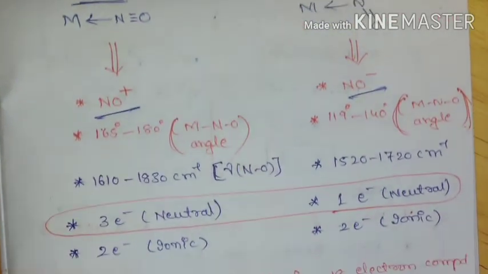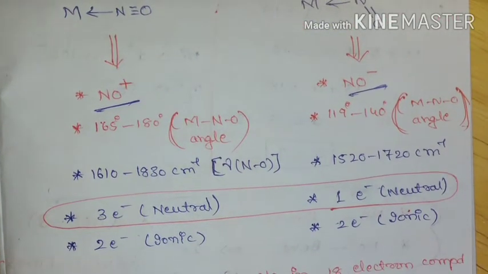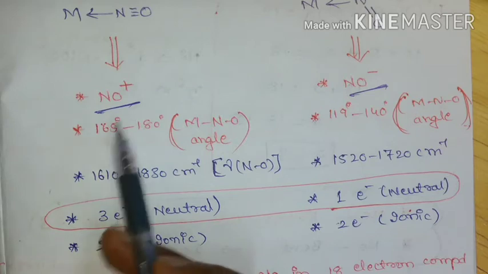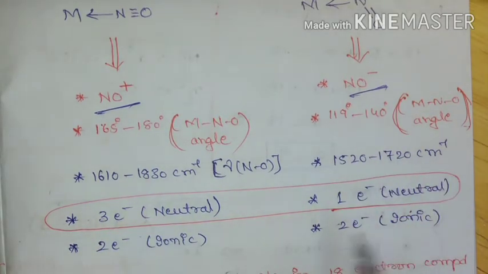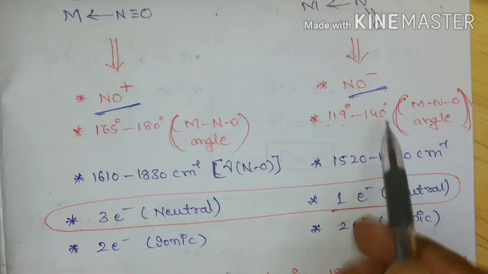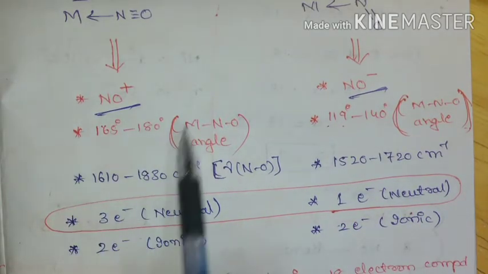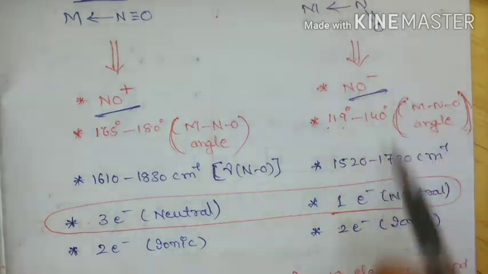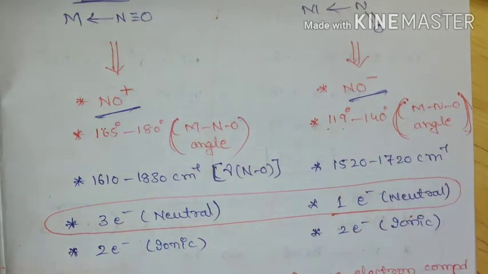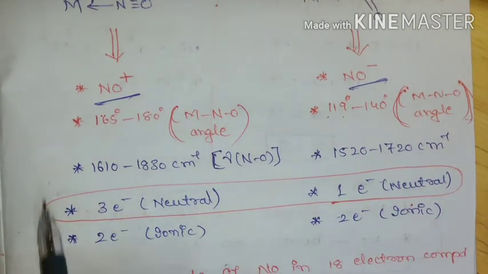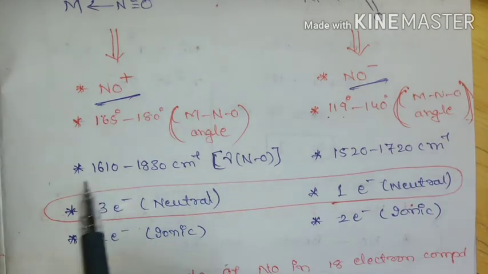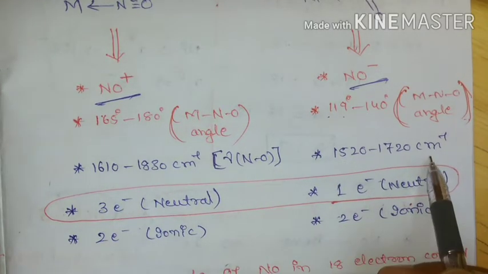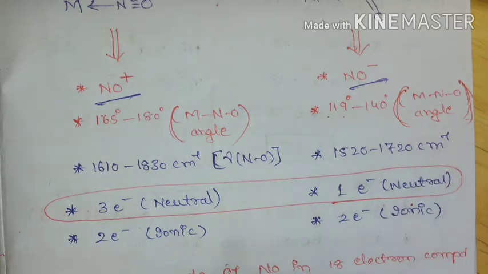Some other related points we need to remember about the nitrosyl ligand are the angle and frequency. For linear, the M-N-O angle will be 165 degrees to 180 degrees, and for bent, it will be 119 degrees to 140 degrees. If you remember, linear is the highest, meaning it is always positive, while NO− is lesser. For the NO stretching frequency, linear is 1610 to 1830 per centimeter. For bent it is lesser, 1520 to 1720 per centimeter.